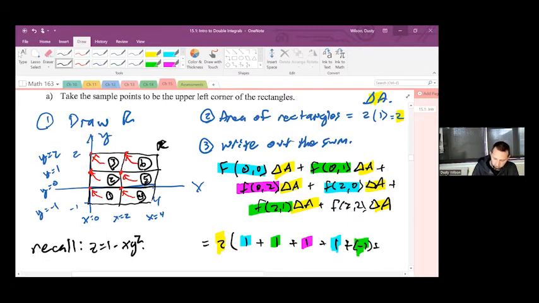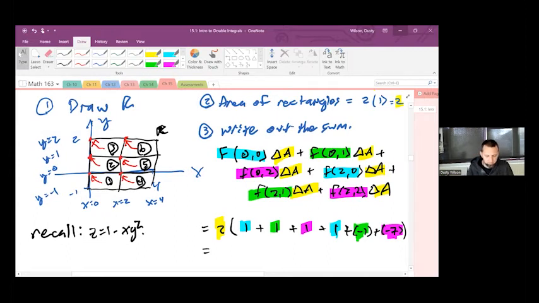Plus, let's see, that's an ugly plus, even for me. So then we have f of 2, 2. F of 2, 2 would be 1 minus 2 times 2 squared, 1 minus 2 times 4, 1 minus 8, or negative 7. Right? So all told, we have 1, 2, 3, 4, minus 1, 3, minus 7 would be minus 4 times 2, so I have minus 8.